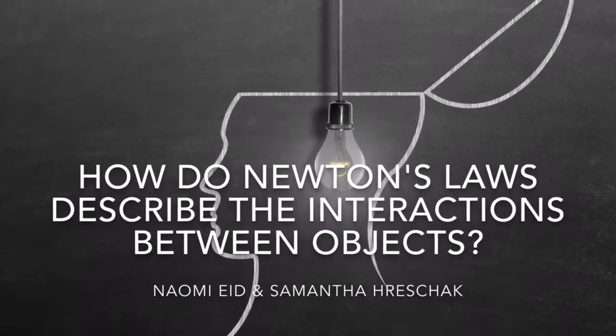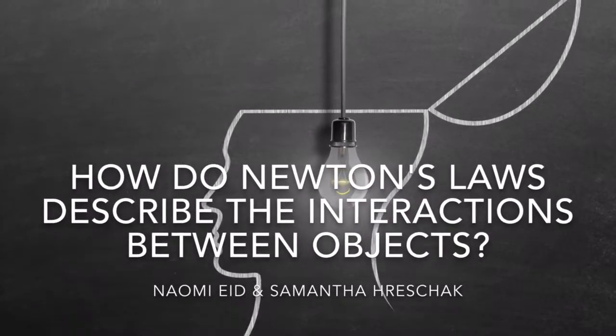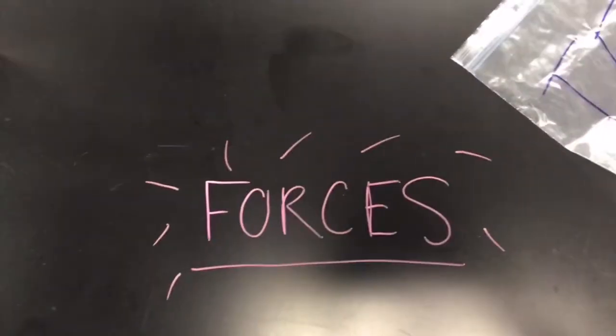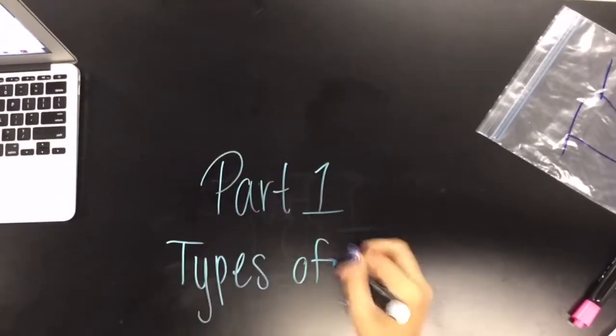Hi there. Today we will be talking to you about interactions in physics. In physics, forces are labeled with a capital F and are characterized by interactions of two objects. There are 7 types of forces.